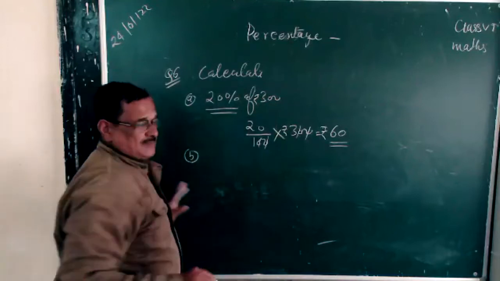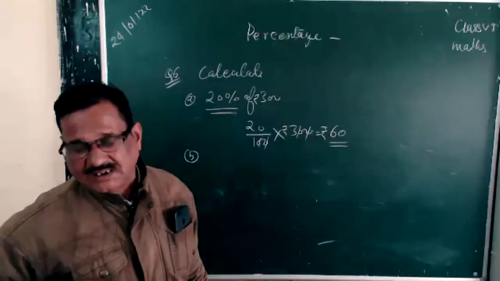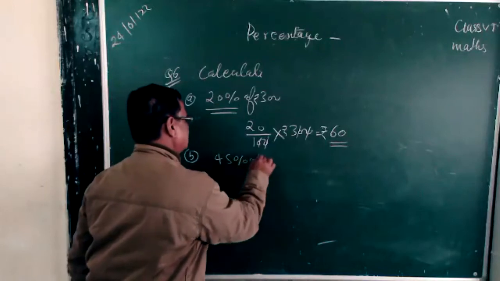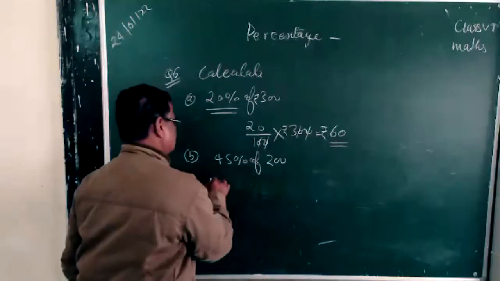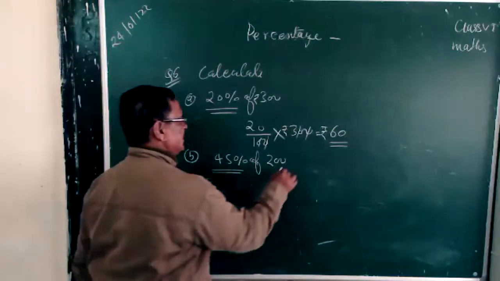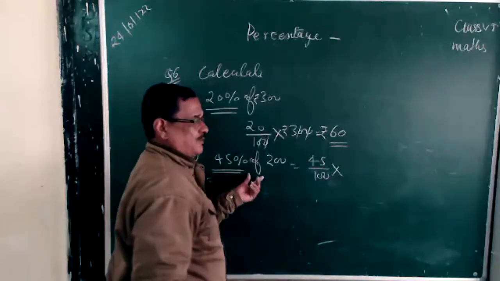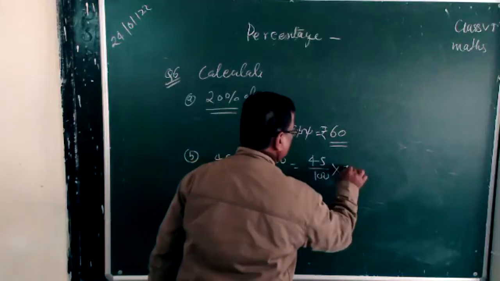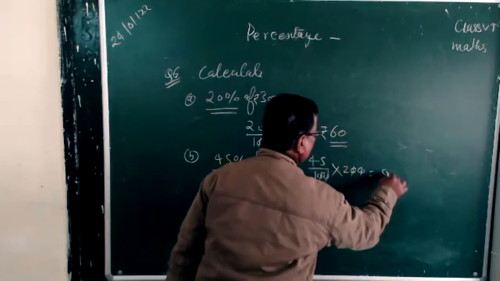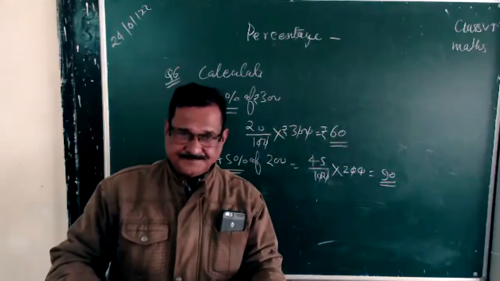B, question number B: 45% of 200. Change this 45% into fraction, that is 45 by 100, and of in place of multiplication into 200. The zeros cancel out, and 45 times 2 is 90. The answer is 90.